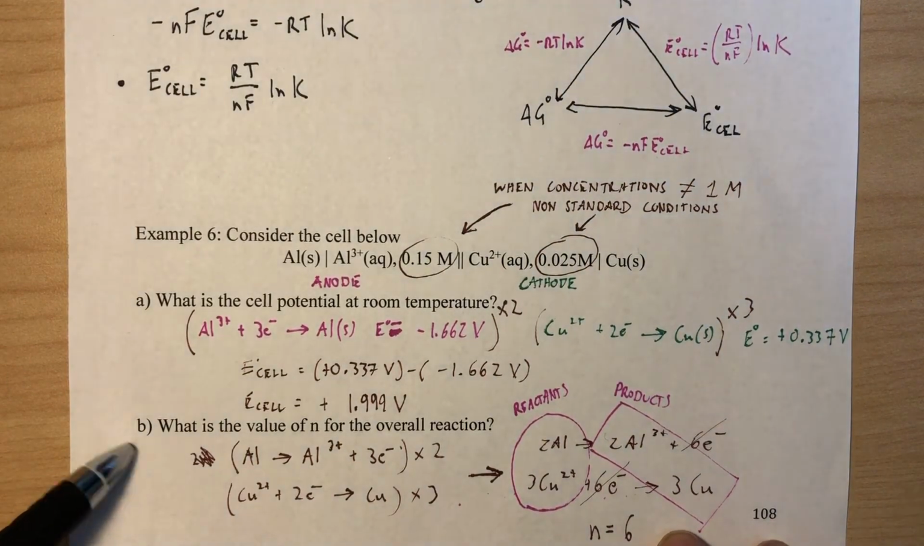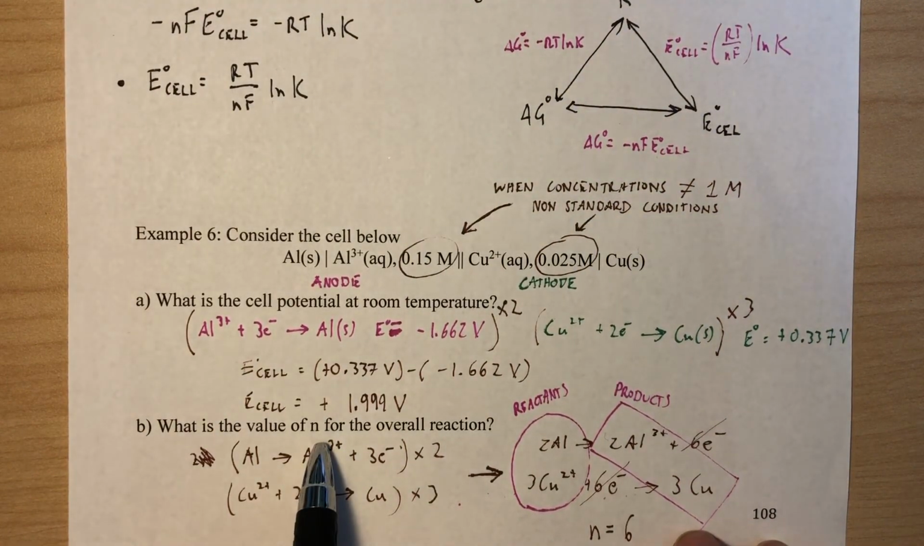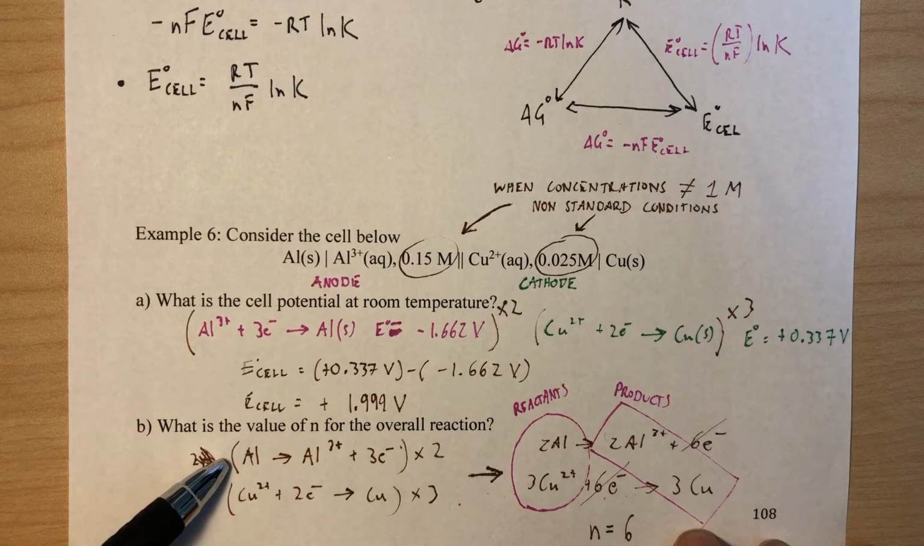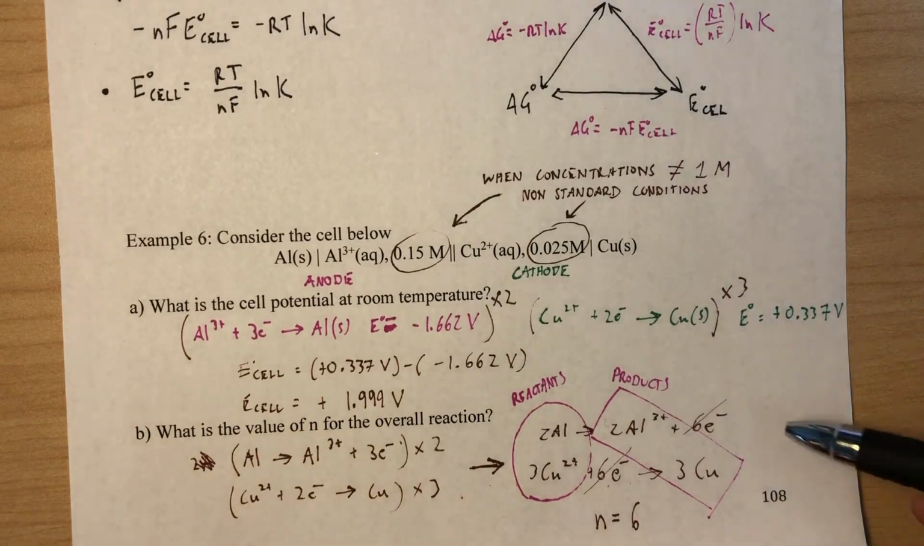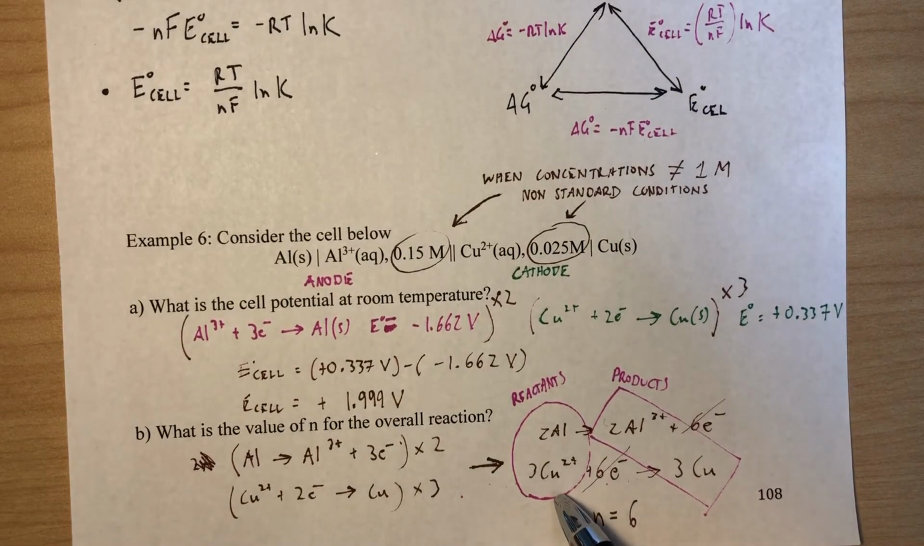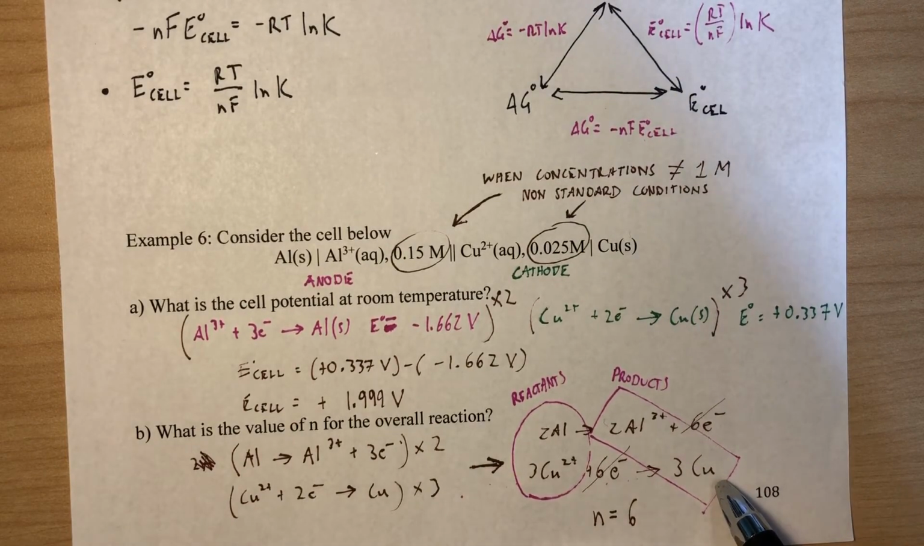We need to figure out N in order to use some of these equations. So how do we figure out N? This is where the cross-multiplying comes into play. So we have aluminum getting oxidized by 3 electrons and copper being reduced by 2 electrons. So we cross-multiply, and what we get is 2 equivalents of aluminum get oxidized to 2 equivalents of aluminum 3+ and produce 6 electrons. 3 equivalents of copper 2+ get reduced by 6 electrons to form 3 equivalents of copper.